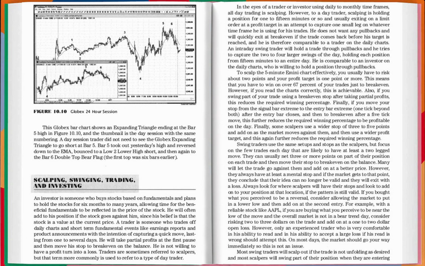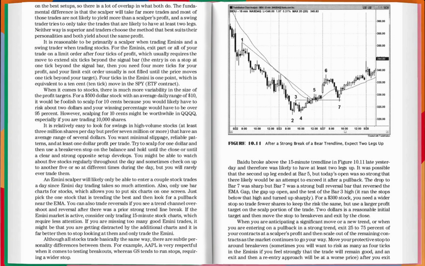Most swing traders will scalp out if the trade is not unfolding as desired, and most scalpers will swing part of their position when they are entering on the best setups. So there is a lot of overlap in what both do. The fundamental difference is that the scalper will take far more trades, and most of those trades are not likely to yield more than a scalper's profit. And a swing trader tries to only take the trades that are likely to have at least 2 legs.